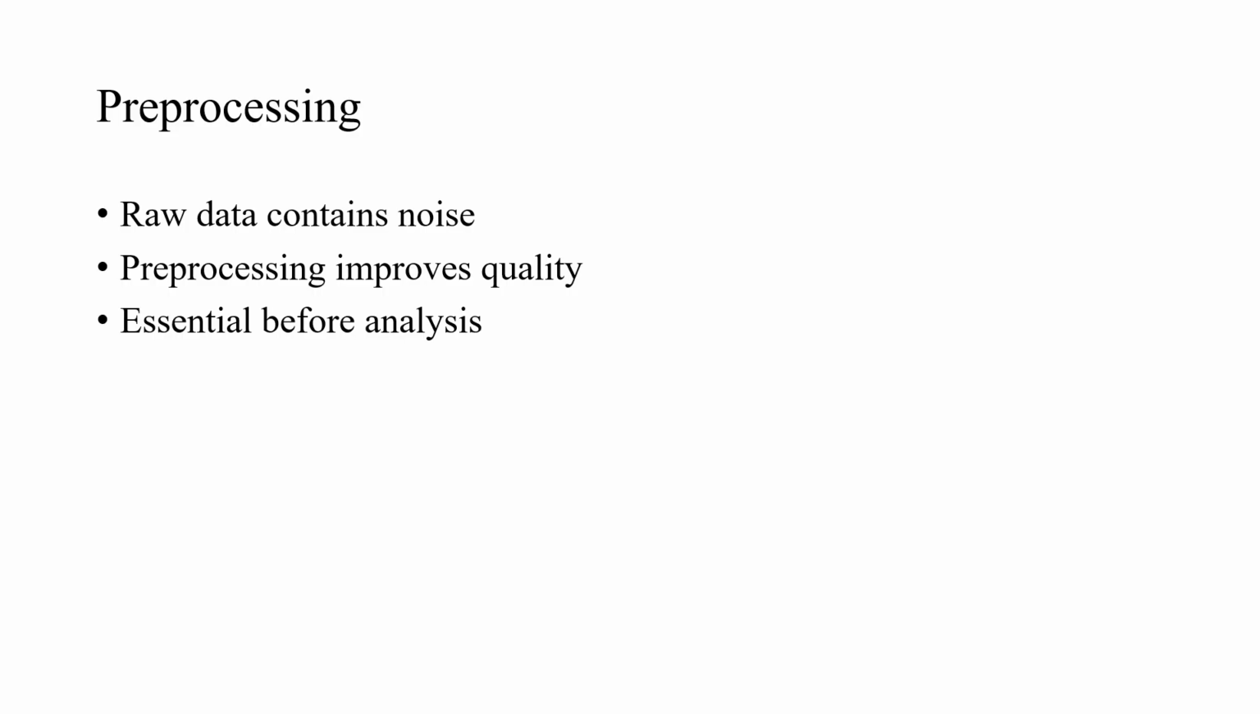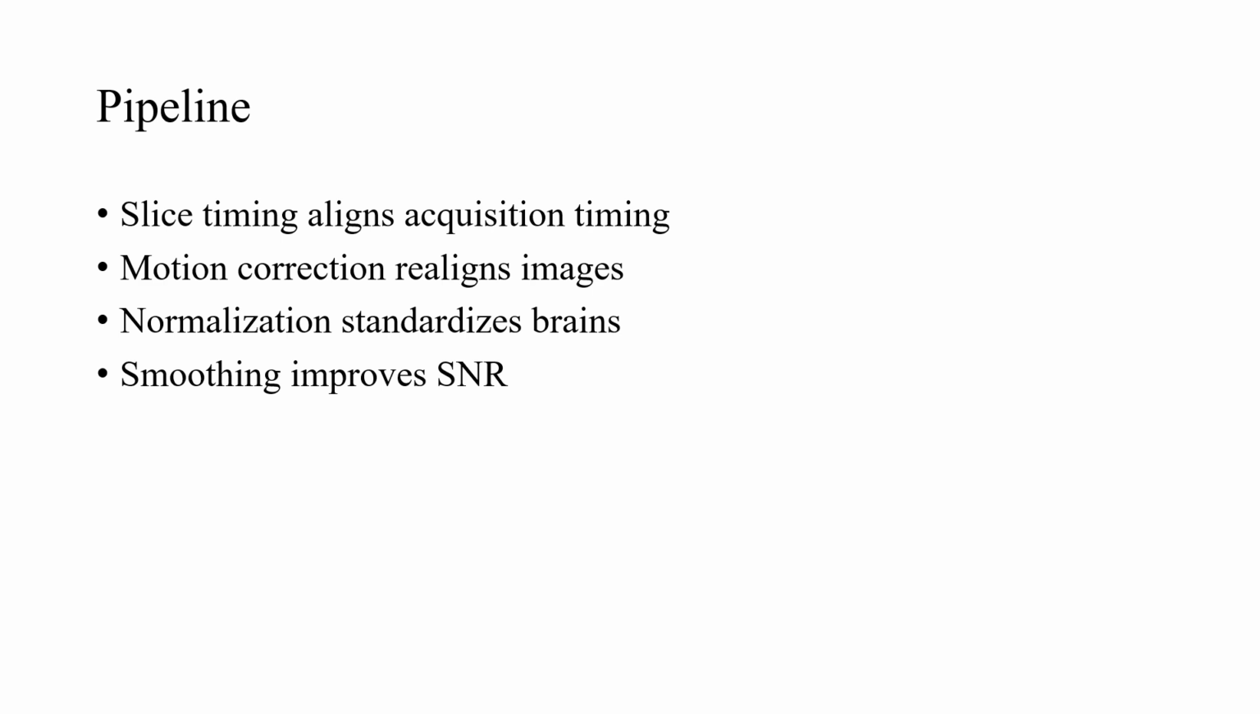So, raw data contains obviously noise. Pre-processing, removing the initial noise, will improve quality. It is definitely essential before you push the data into analysis. And in the analysis pipeline, you will have to have slice timings, which areas, which time periods of the brain you are basically acquiring. You have to use motion correction, realignment. So, any sources of motion have to be taken out.